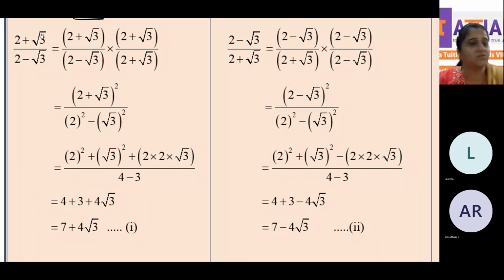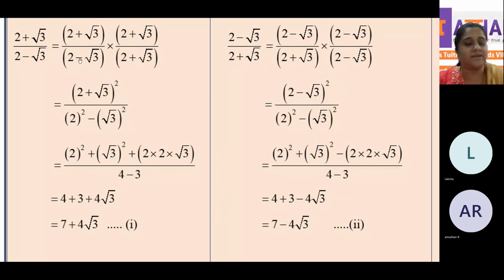Okay, so you can see here. This is what is given, the first expression. So write that and 2 minus root 3. So multiply and divide by 2 plus root 3. Then 2 plus root 3 into 2 plus root 3 is 2 plus root 3 the whole square. And then here it is 2 minus root 3 into 2 plus root 3. So a plus b into a minus b is a square minus b square. So simplify that. That is the answer for step 1.